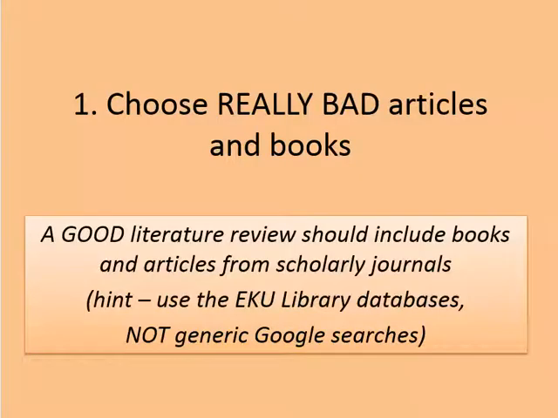Tip 1 for a bad literature review: be sure to choose articles that are really bad. You want to avoid using the university databases of scholarly works. The writers of a really bad literature review will just do a Google search and pick the first 5 or 10 websites for sources. The good literature review will use articles from scholarly journals and books by experts in the field.